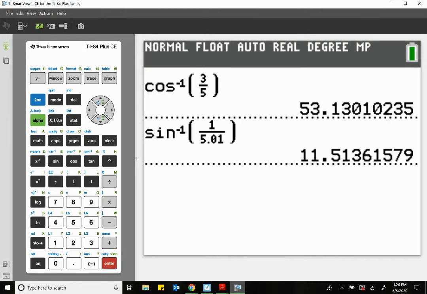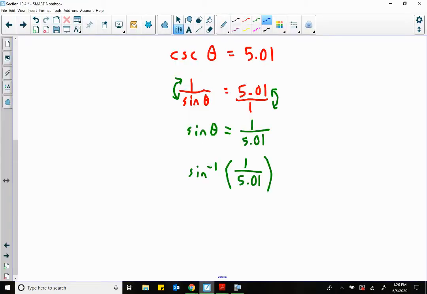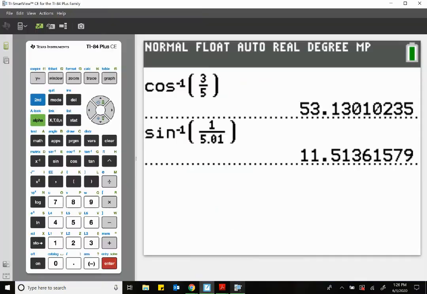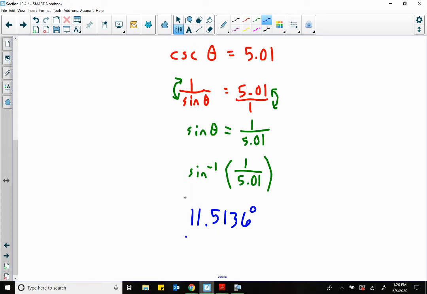So to 4 decimals it is 11.5136. Okay? 0.5136. So 11.5136 degrees. Yep. And there you go.